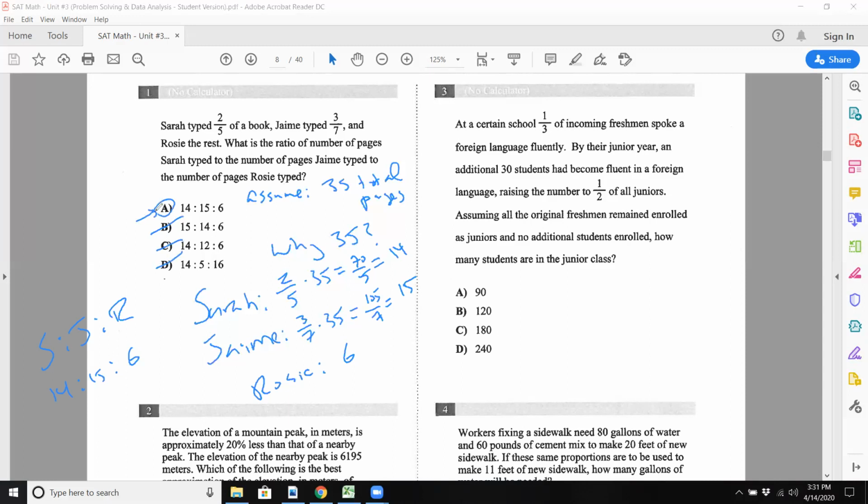A is an apple. So if we're okay with that one.